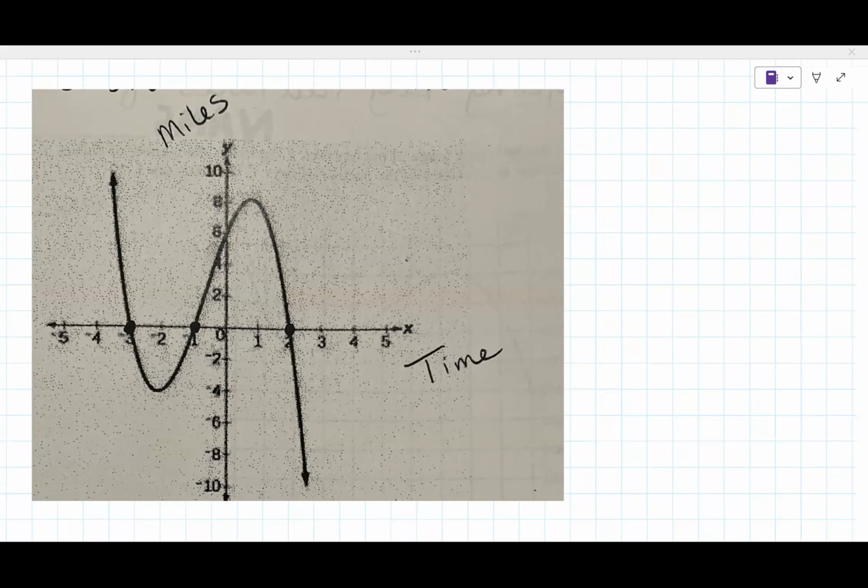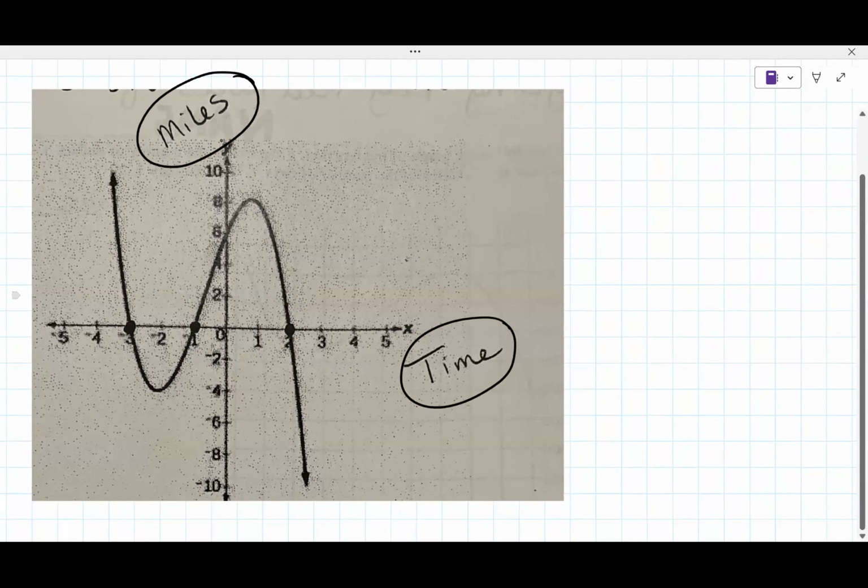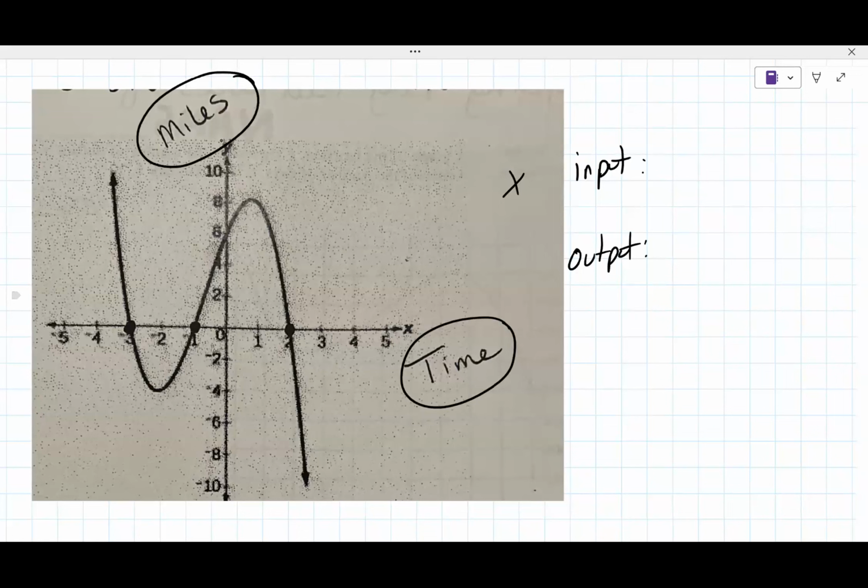Okay, your answer is not correct. You need to include the word miles and time. But you're saying something in the graph, which is the input? Is it time or is it miles? The time, and the output is in miles. Inputs on the x-axis. Yeah, input is the time and output is in miles. So you want to say something like the graph is a function of time. Miles is a function of time.